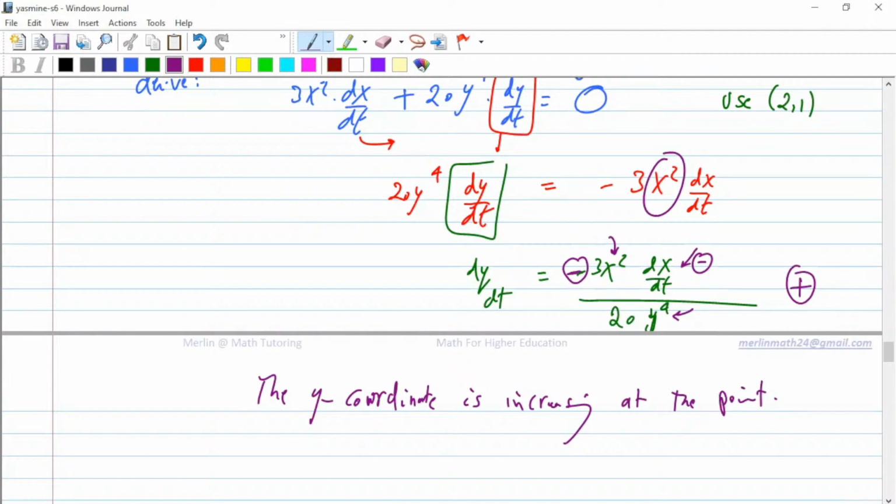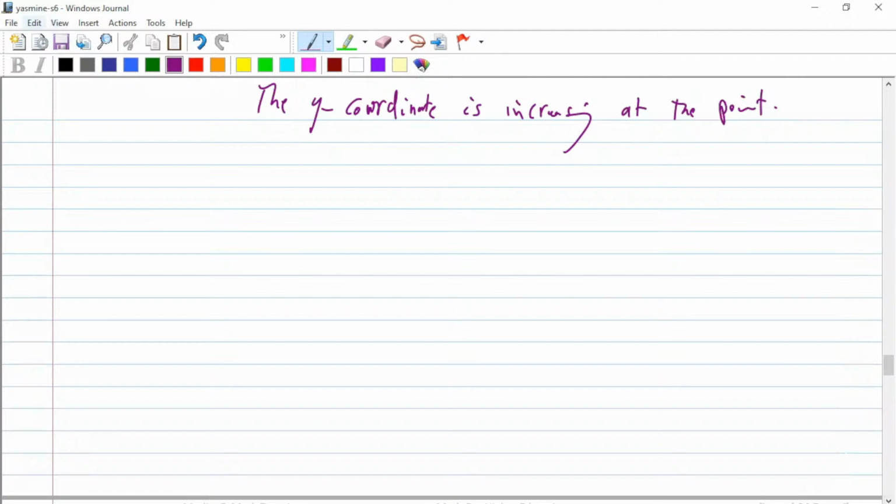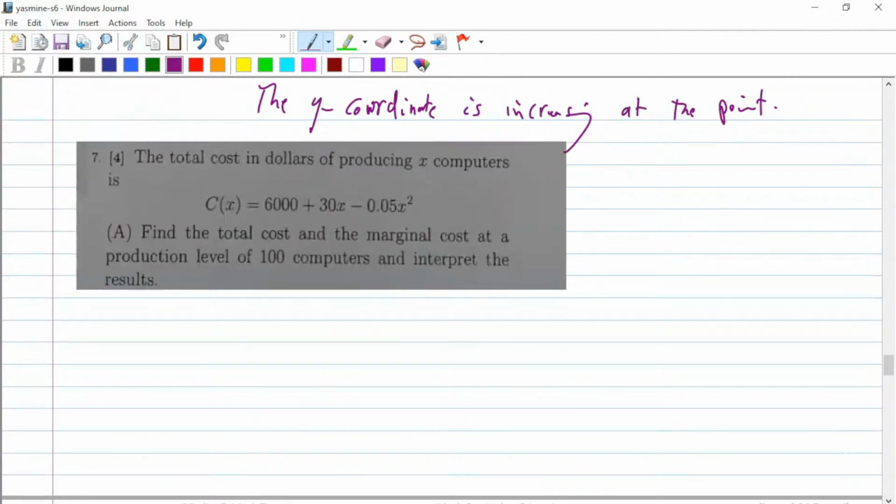Application on cost. This is calculus. So we have the word marginal. What does it mean? That we explained. Marginal is derivative in business. The marginal cost means the derivative of the cost. Now they ask you 2 questions. Find the total cost at production level of 100. So the total cost is this.